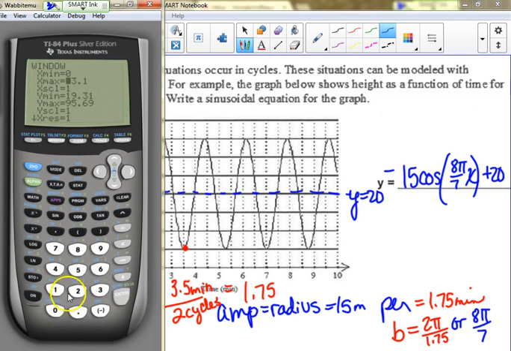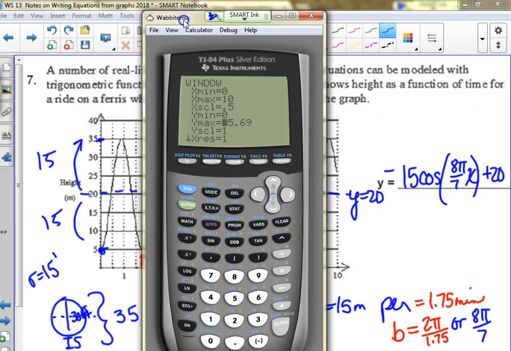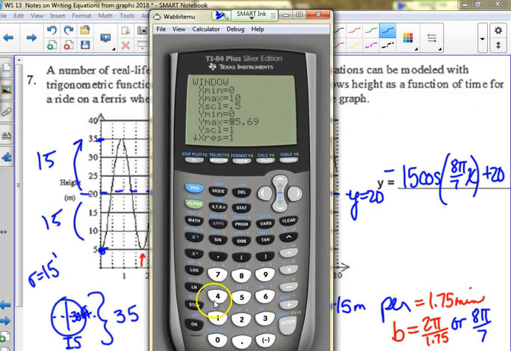Zero to 10 across, and counting by 0.5s if you wanted to be. I don't really care about the scale. And up and down, 0 to... What did you just tell me? 40 counting by fives? Good. It should look exactly like theirs.